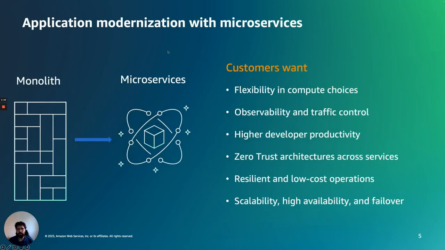Customers who are in the app modernization journey from monolithic applications to microservices already understand the benefit. They are, however, also looking for additional flexibility and operational efficiency from creation to operation of microservices. Customers want flexibility in compute choices, observability and traffic control, higher developer productivity, zero trust architectures across services, resilient and low-cost operations, scalability, high availability, and failover.